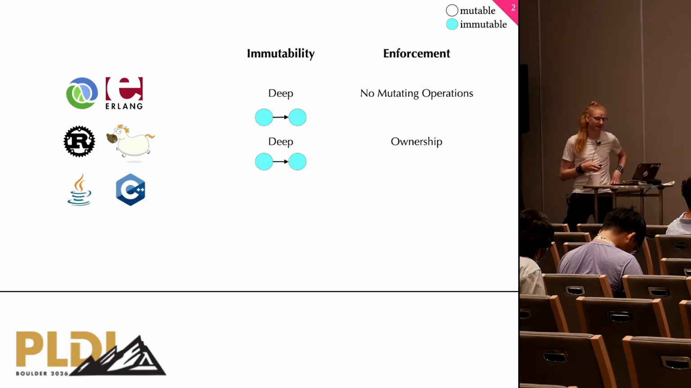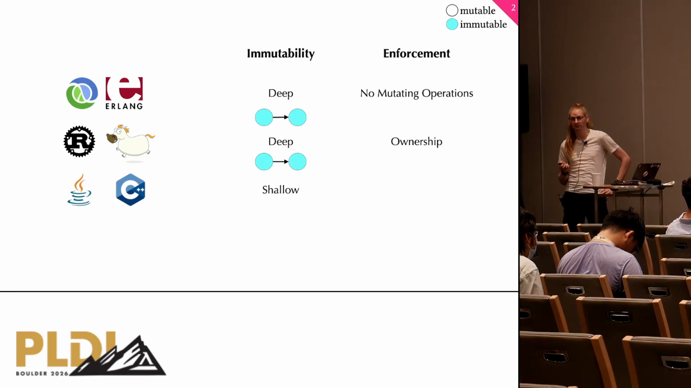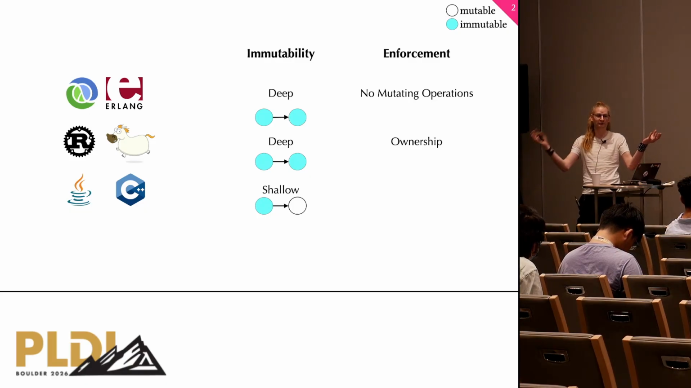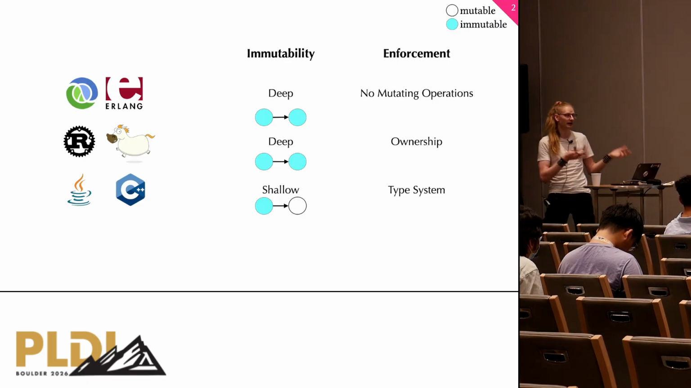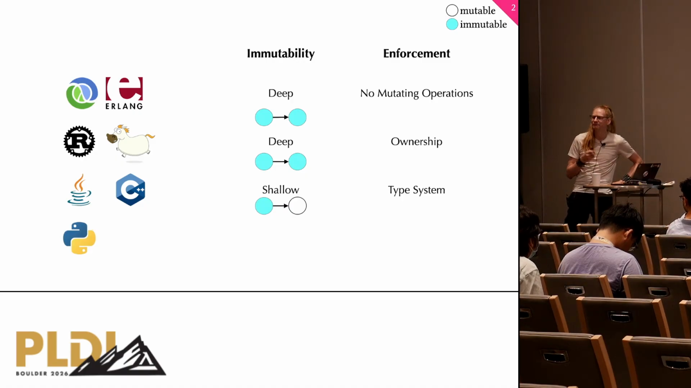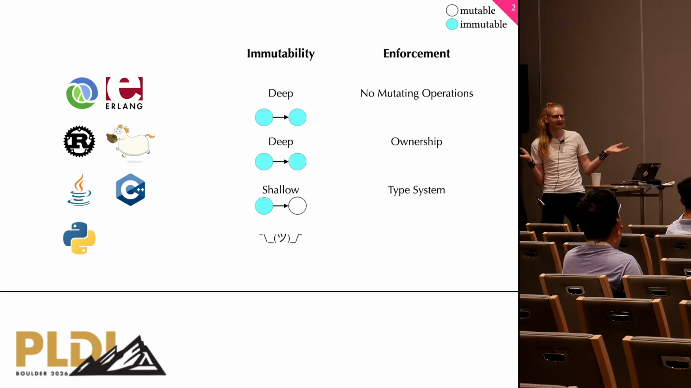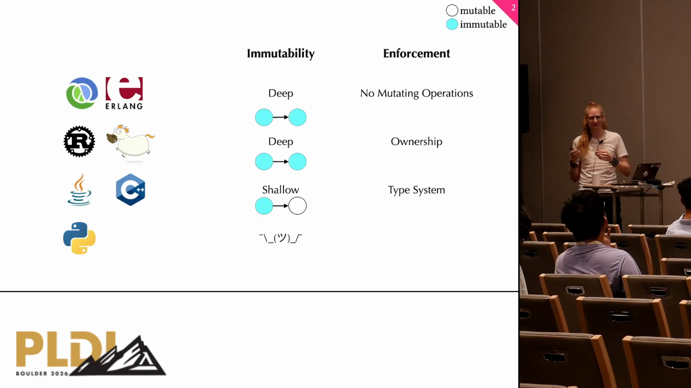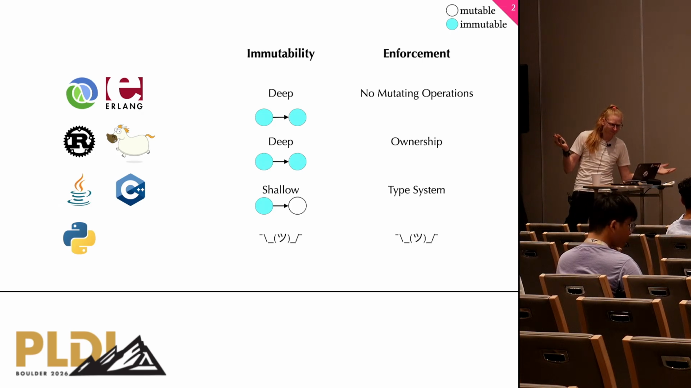Then we have imperative languages, take Java and C++, where we have shallow immutability. Shallow immutability meaning that we can have an immutable object that actually points to mutable ones. And here it's often enforced with a type system and the support of keywords like final and const. And then we have Python, right? This is what this talk is about. And Python kind of doesn't have a concept of immutability. There are some objects which have some enforcement, but there is no global concept, and therefore also no real enforcement.